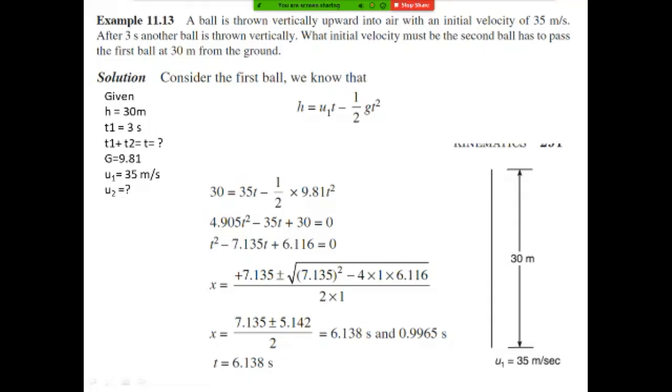First, h is given, the height is fixed. For both the balls, that is 30 meter. Then time t1 is 3 seconds.